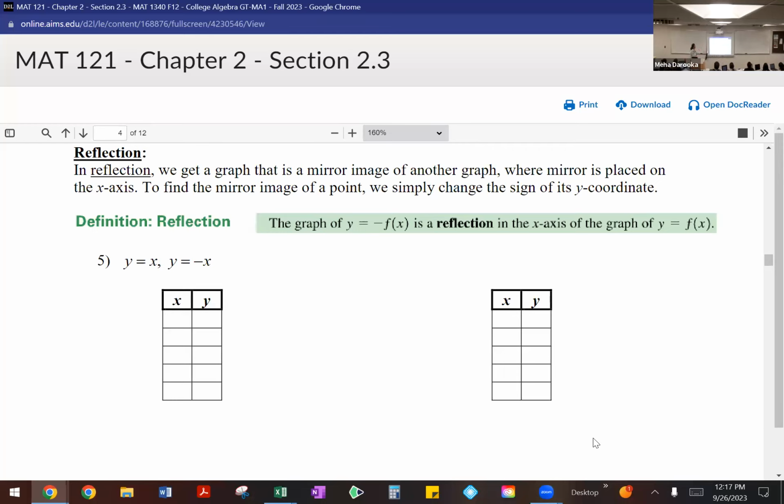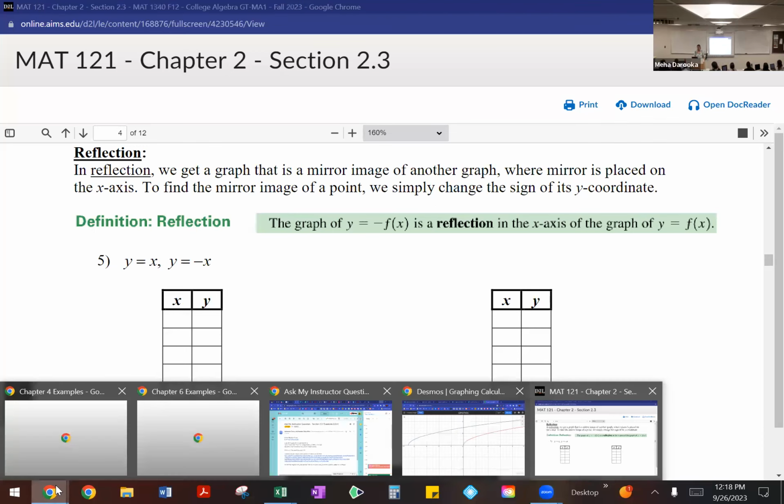So basically the idea is if you just put a negative in front of your function, it creates that reflection. And this is the idea of where your reflection is actually happening in terms of the x-axis. So think if you put a mirror along the x-axis, you will see that the top half will be reflected at the bottom half. Or if the graph started out at the bottom half of your graph, it will be reflected on the top half. So we're just using something as simple as y equals x.